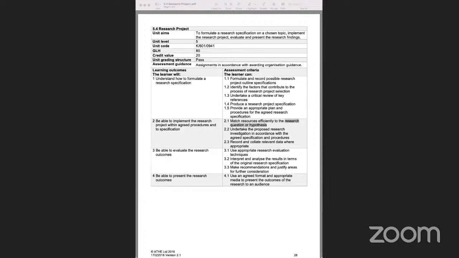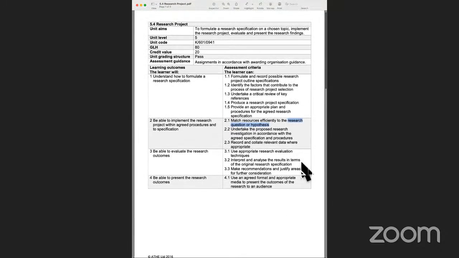Hi, good morning, everyone, and thanks for joining this session today, in which we're looking at covering Learning Outcome 2 for the unit research project.